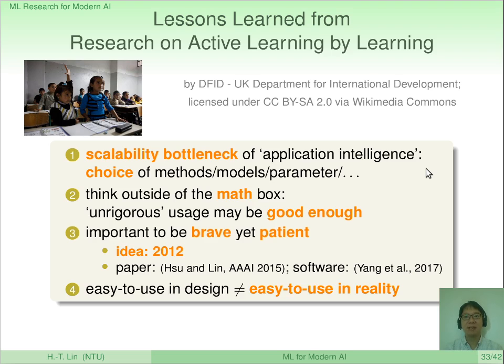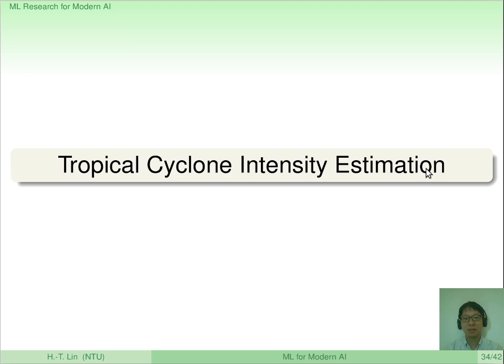And in retrospect, easy to use in design is not always the same as easy to use in reality. So we really need a sanity check from the users to tell us where to improve next. That's the lessons learned from this active learning project.